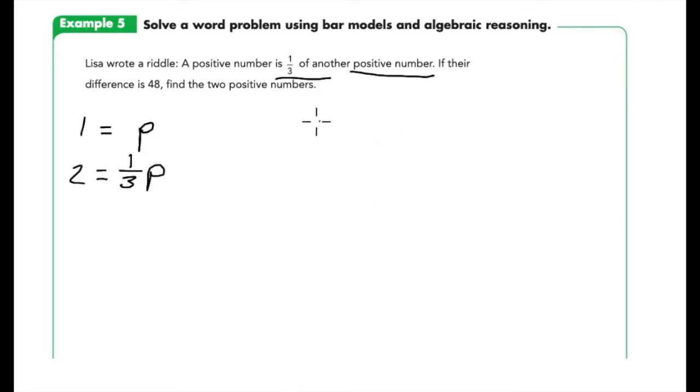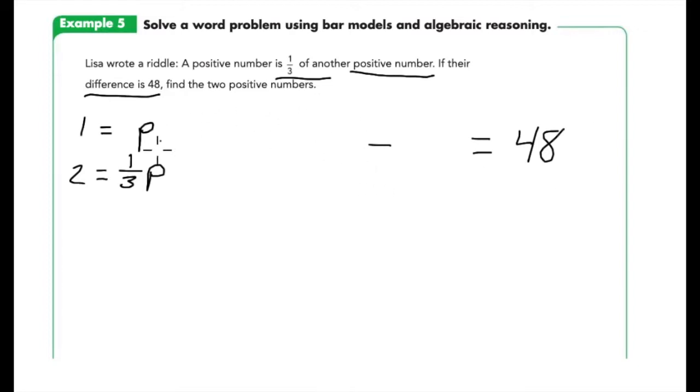Now here's what I know. I know that their difference is 48, which means we're going to be using subtraction. So we're going to take these two numbers, subtract them, and get an answer of 48. So it's something minus something equals 48.